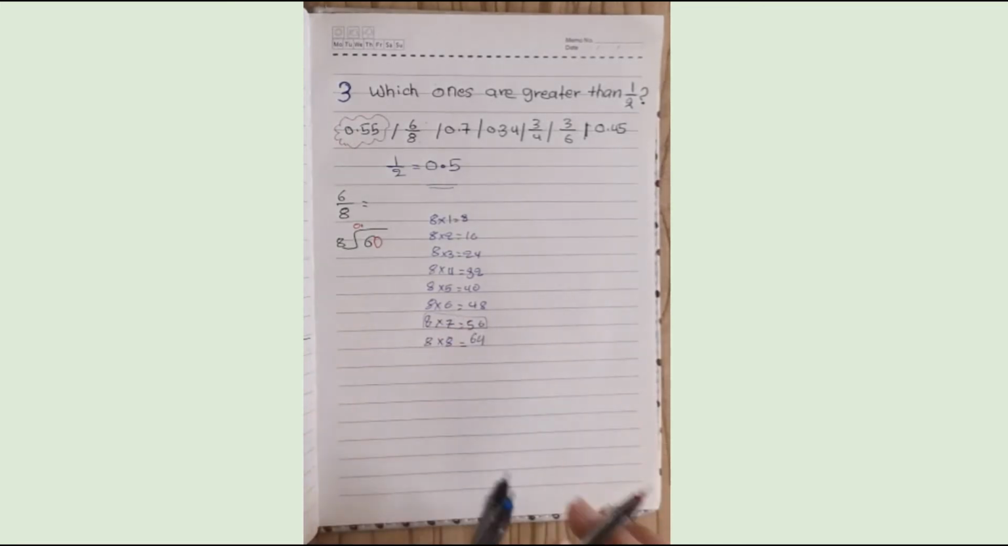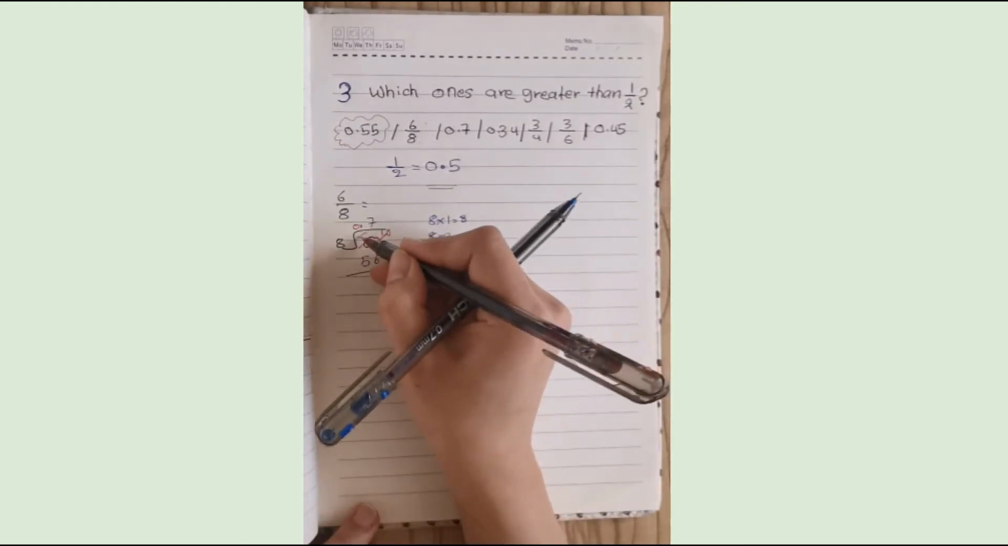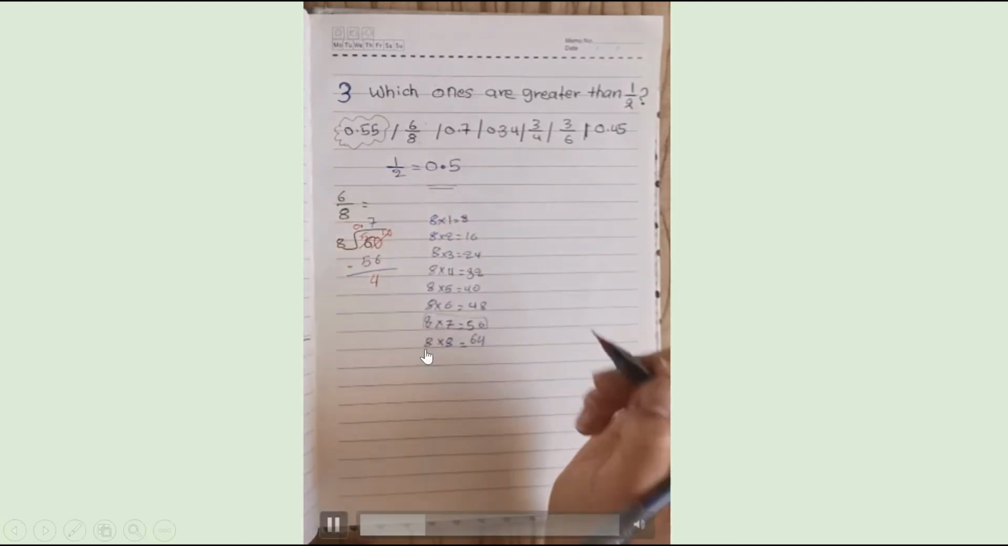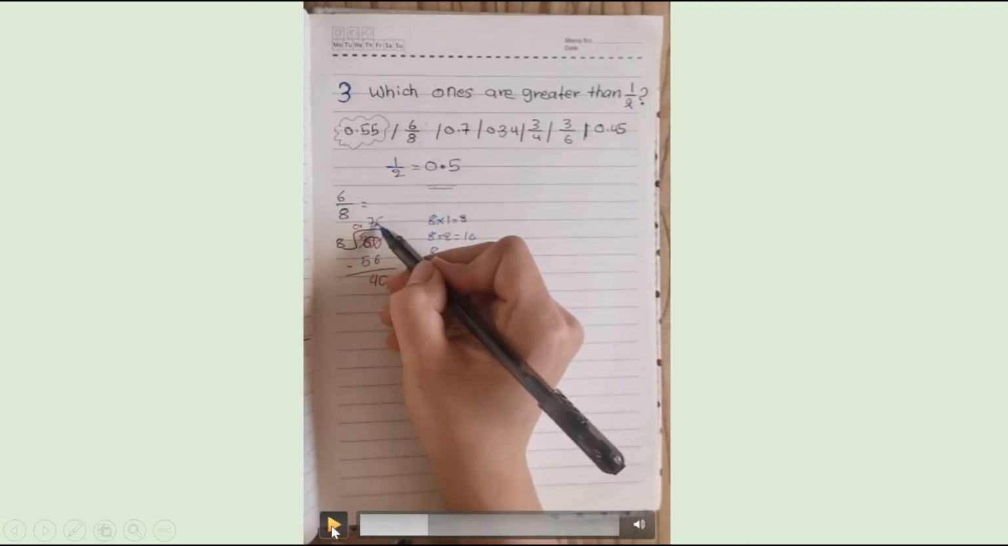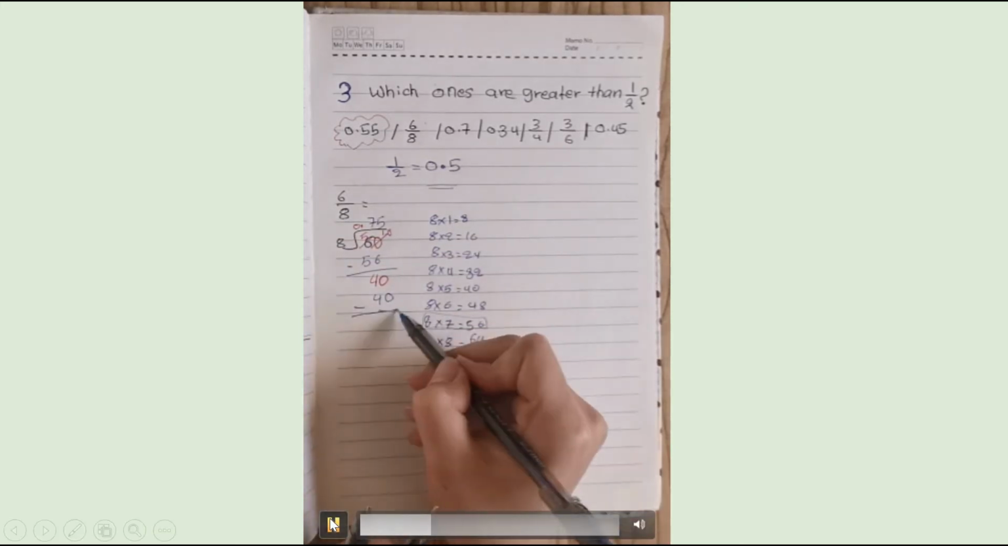All right. The number that is closest to 60 is 56. If we multiply 8 by 7, we will get 56. And 56 minus 60 is 4. Now, 4 is too small, so we add another 0 to it, and it becomes 40. 40 is a multiple of 8. If we multiply 5 by 8, we get 40. 40 minus 40, we get 0.